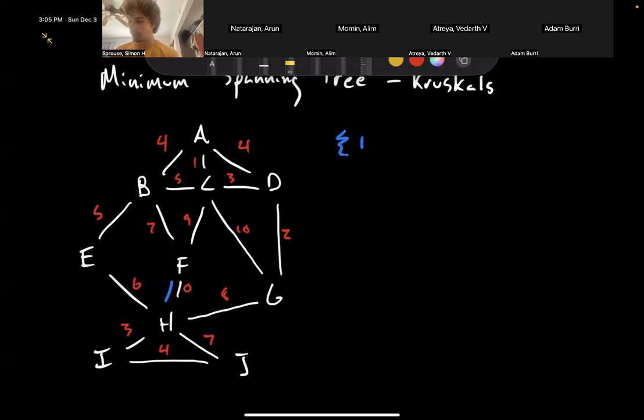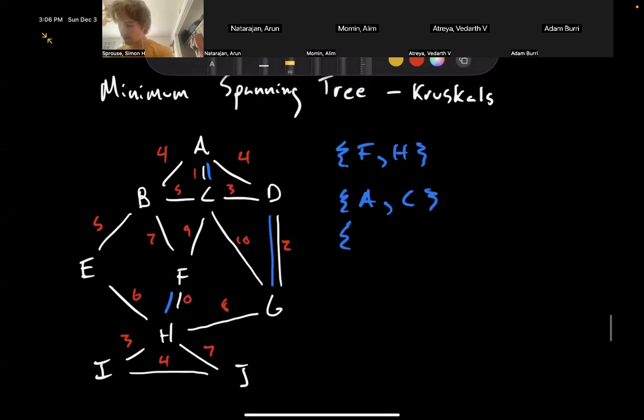So let's go ahead and put those in a disjoint set. So F and H. And we're going to keep going. So the next edge we're going to find is A to C. So A and C going to be in their own little set. The next least expensive edge is going to be this one from D to G, I believe. So we've got D and G in their own little set here.